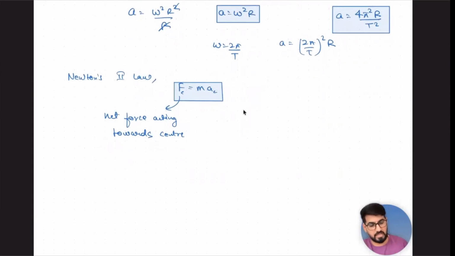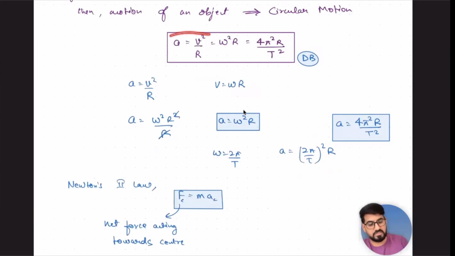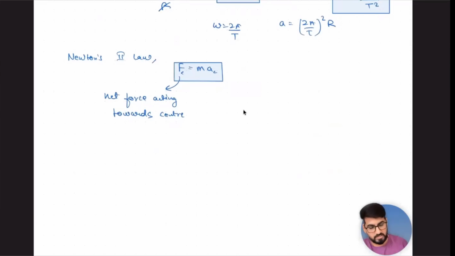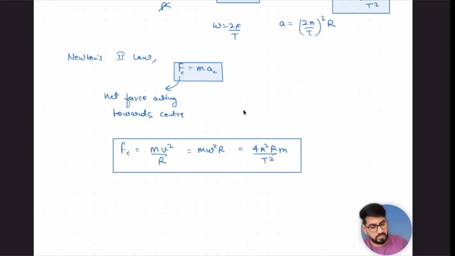Now I just multiply by m because this is given in your data booklet. So if you multiply m to each of these equations, you will get the formula for centripetal force. So centripetal force is m v squared over r, m omega squared r, 4 pi squared r over T squared times m, like this. So this will be nothing but your centripetal force.